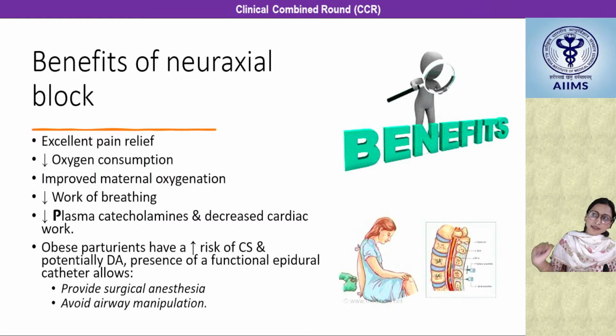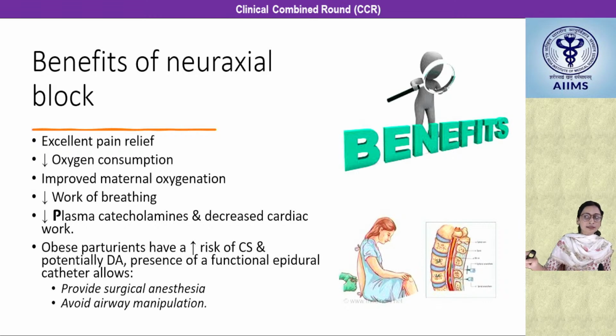Now, the benefits of neuraxial in such cases, which is the most important thing to know, is that it provides excellent pain relief. In addition, it is the best modality of pain relief for labor analgesia. It also reduces oxygen consumption, provides improved maternal oxygenation, decreases the work of breathing, and decreases plasma catecholamines, which also decreases dysfunctional labor and decreases cardiac work.